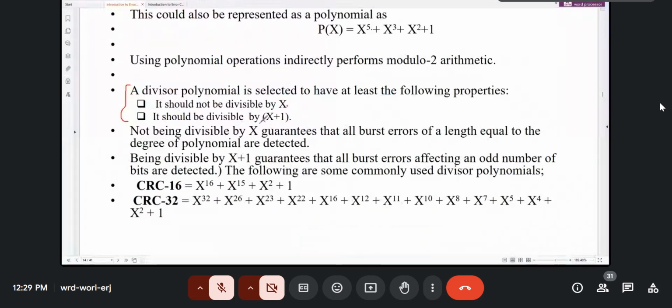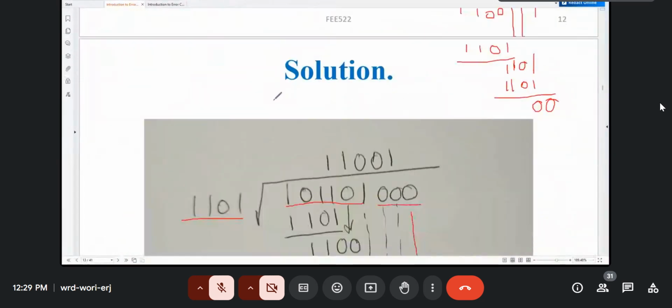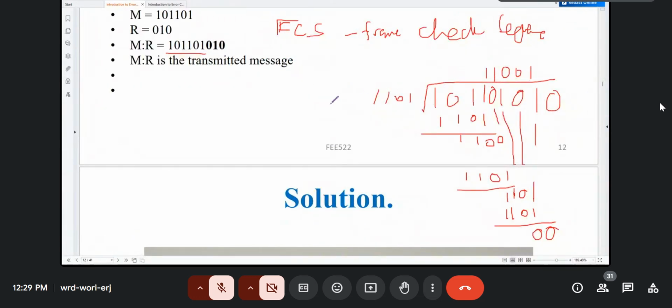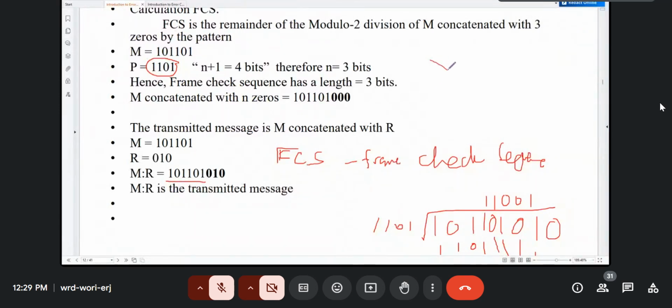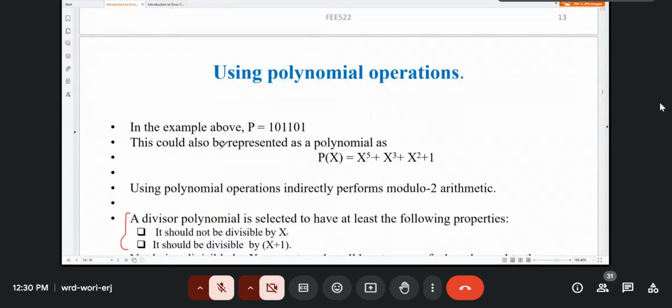It should be divisible by x plus 1, which means to be divisible by x plus 1, it must have this format at the end. It has to have x plus 1, like this one. So this one is x to the power of 4 plus x to the power of 3 plus x to the power of 2 plus 1. So this should be divisible by x plus 1. I think so. I've not tried to divide it, but I think it's divisible by x plus 1. It should be divisible by x plus 1, which means very likely the last element, the rightmost element, must be 1.